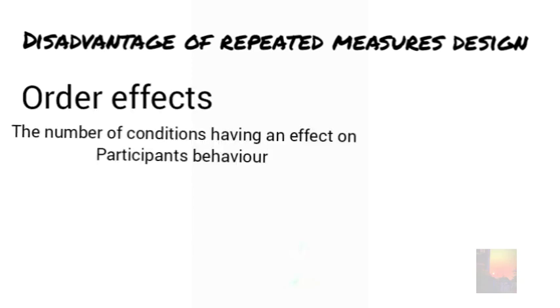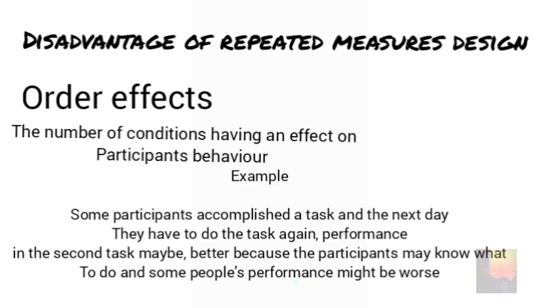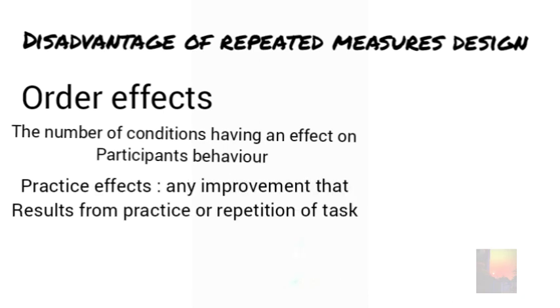And the main disadvantage of this experimental design is order effects. Order effects refers to the order of the conditions having an effect on the participant's behavior. For example, some participants accomplish the task and the next day they have to do the same task again. Performance in the second task may be better because the participant knows what to do, and some people's performance might be worse.